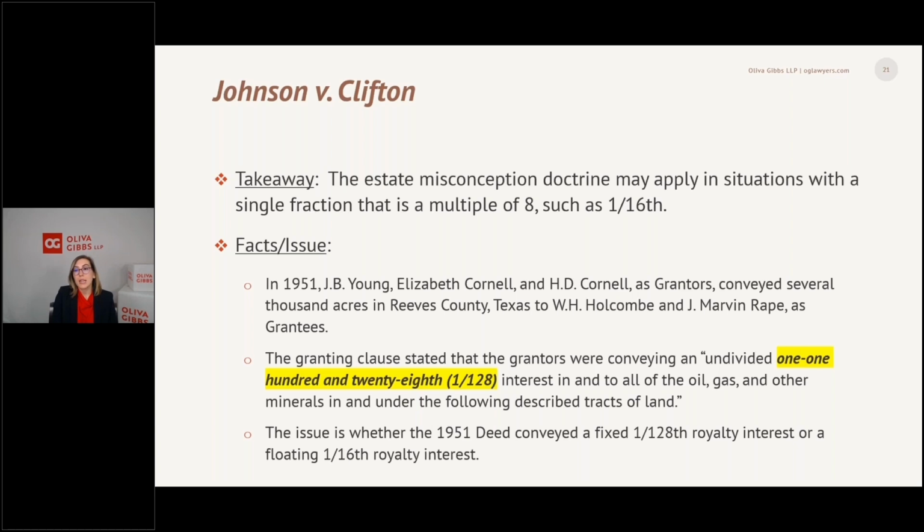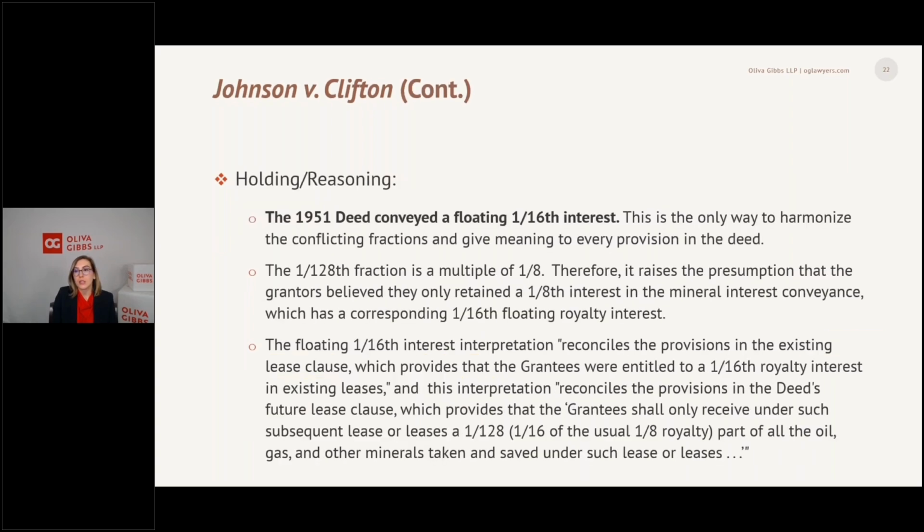The granting clause stated that the grantors were conveying an undivided 1/128th interest in and to all of the oil and gas and other minerals in and underlying the following described tracts of land. Again, what's at issue here is bolded, italicized, and highlighted to make sure we don't miss that. The issue is whether the 1951 deed conveyed a fixed 1/128th royalty interest or a floating 1/16th royalty interest. The court here determined that the 1951 deed conveyed a floating 1/16th. It reached this conclusion because it found it the only way to harmonize the conflicting fractions and give meaning to every provision in the deed. This is something that we'll see a few cases later.